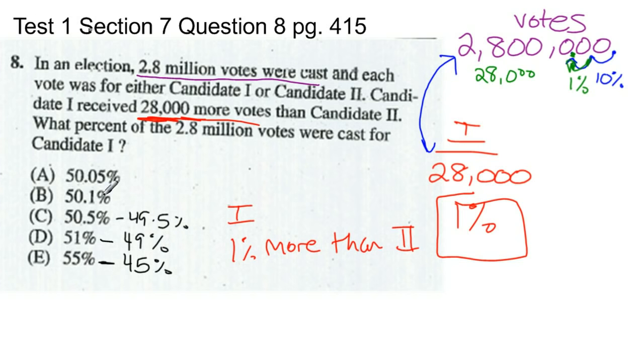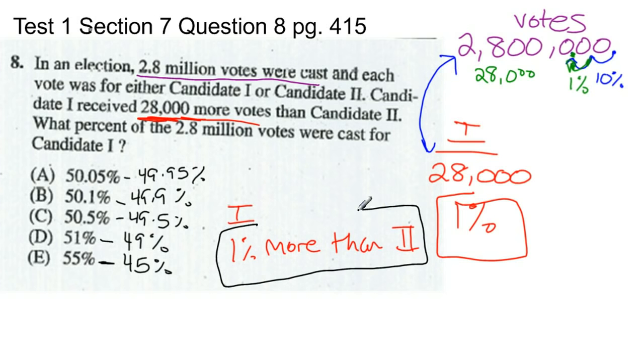And B, if candidate 1 received 50.1, then we have here 49.9%. And here 50.05, then candidate 2 would receive 49.95%. So now let's answer the question. Where did candidate 1 receive 1% more than candidate 2? Well, this is a difference of 10%. This is a difference of 2%. And right here you can see choice C, that's a difference of 1%. There's our answer right off the bat.